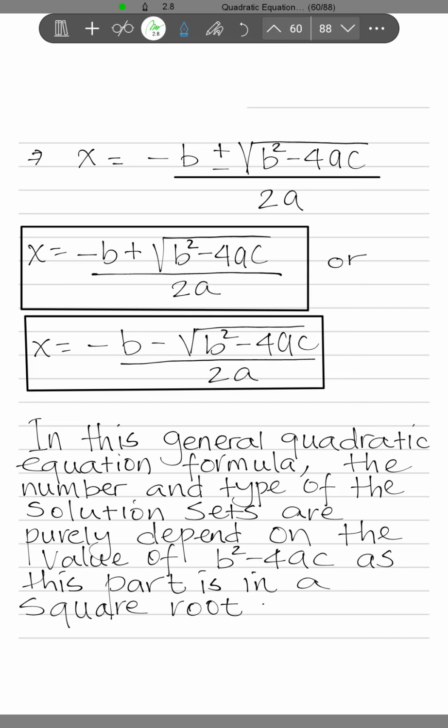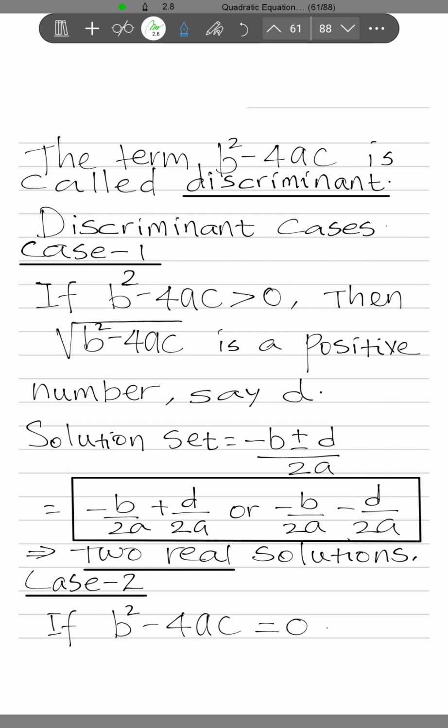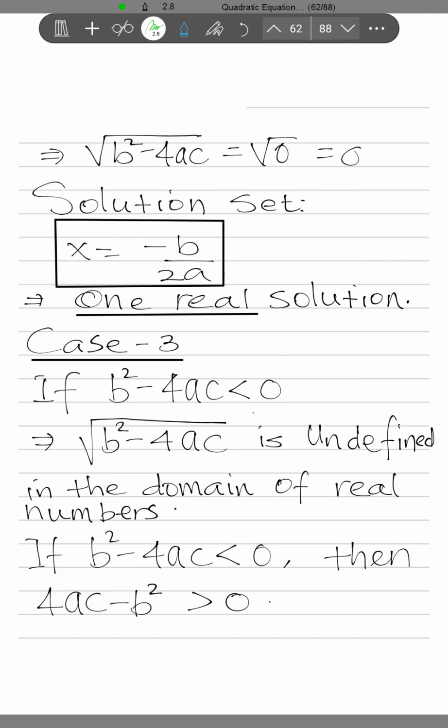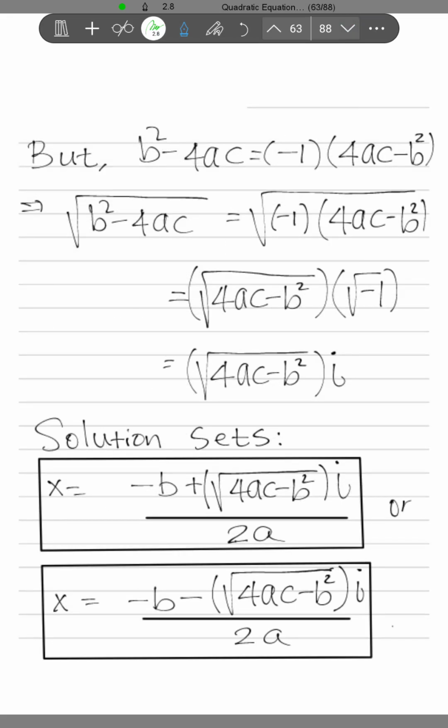Given a general quadratic equation, the number and type of the solutions depend purely on the value of b squared minus 4ac. We call it the discriminant of this quadratic equation. Anyway, there is a lot more to discuss, but it's not part of this lesson.